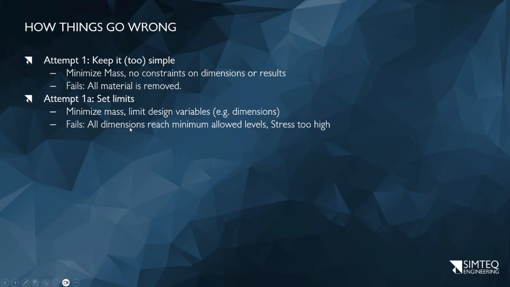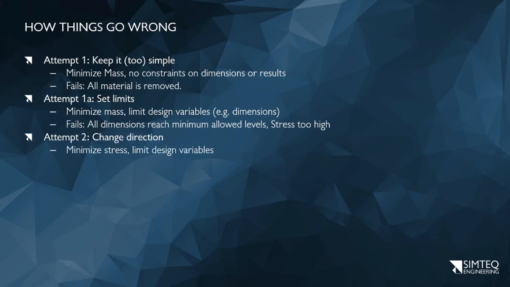each of my dimensions will reach some kind of a minimum level. If I say between 5 and 10 mil plate, it'll reach 5, because it simply says based on this information, the minimum mass will be when everything is at its thinnest. But then I run the analysis and I see that my stresses explode. So then we step back a bit and say, okay, let's change direction, but now minimize the stress and limit the design variable.